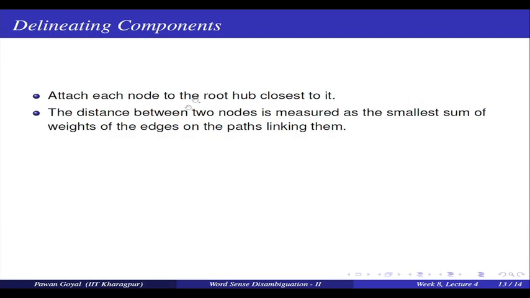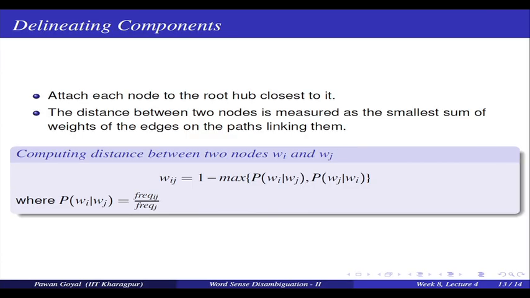So, for all other words other than hubs, you attach them to the root hub that is closest to them. And how do you find what is the closest hub? You can take the distance between that node and the different root hubs. Okay. And this distance is simply the summation over the path length. You just keep on adding the path length. That is the distance between any node and the root hubs. Attach each node to one of the root hubs only. And this is something that I talked about, that how do we compute the distance between two nodes in my original co-occurrence graph. I take this 1 minus max, probability of Wi given Wj and probability of Wj given Wi.